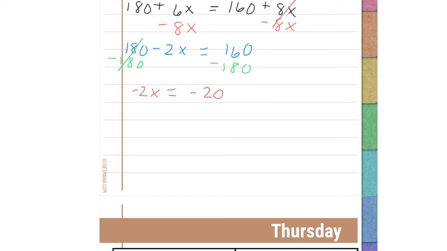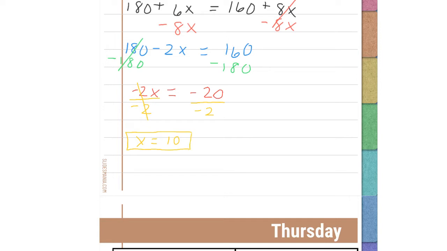I still have to get rid of that negative 2, right? So we have to evaluate the operation that's being used here. Well, that is negative 2 times X, right? It means that it's being multiplied when there's nothing in between that 2 and that X. So that means that to undo that multiplication and move it to the other side, I have to divide by negative 2. Again, don't forget your negatives or your signs, okay? So negative 2 divided by negative 2 reduces to 1. So I'm left with X is equal to negative 20 divided by negative 2, which reduces to positive 10.